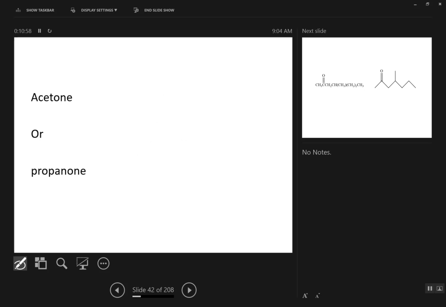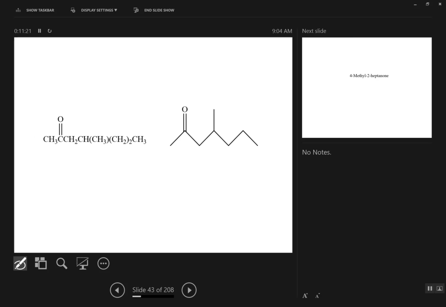Okay, so we have propanone, which is also acetone. All right. Let's name this. That's just two ways to look at it. It's the same molecule.